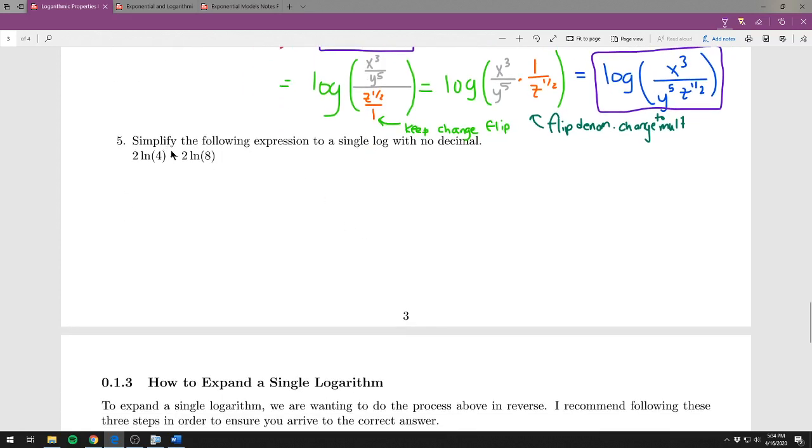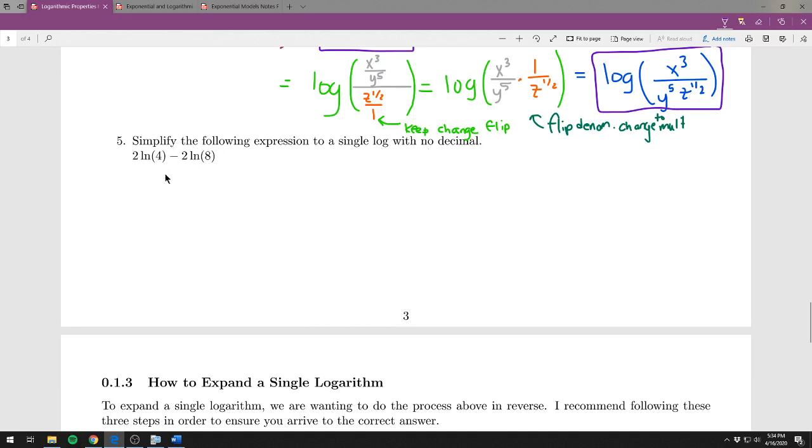All right, so the last thing I have here is very similar. It's got its own specific directions, but for those of you that will take calculus, these are the kind of things you'll see pop up. And it's something that you learn how to do now and then you just don't do it for a while. So I want to go ahead and show you what you're actually going to use this for. We want to simplify the following expression to a single log with no decimals.